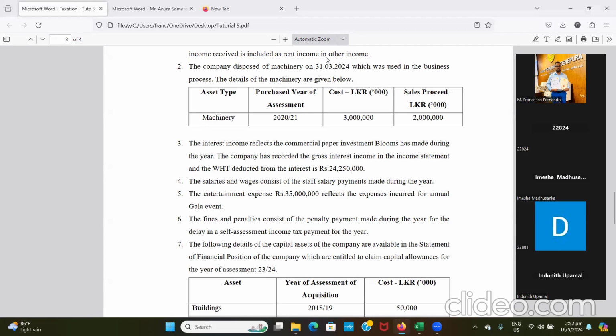Right. So I'll be doing this very fast. So I think definitely we'll have to redo this, right? So when moving to the third one, the interest income reflects the commercial paper investment Blooms has made during the year. The company has recorded the gross interest income in the income statement, and the WHT deducted from the interest is 24,250.